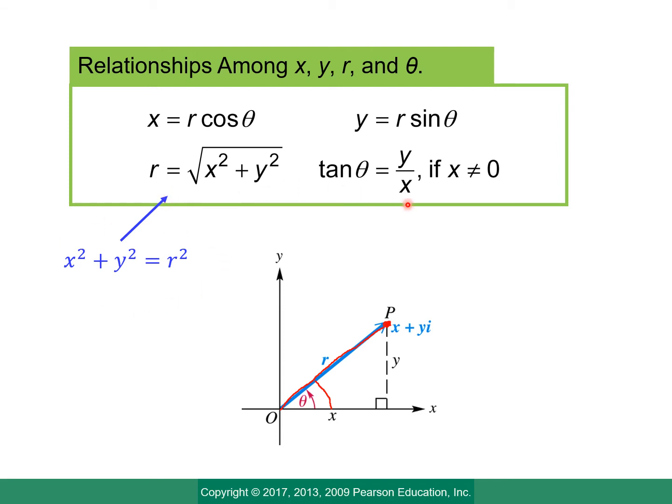And then the last piece of information is theta. The way that you find theta is to use the relationship that the tangent of your angle theta represents the opposite side over the adjacent side. So you can always find theta using this relationship. The tangent of your angle theta is y over x.